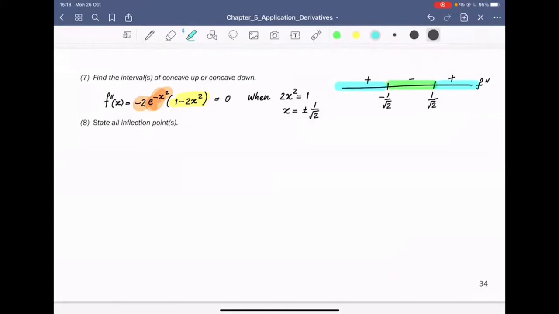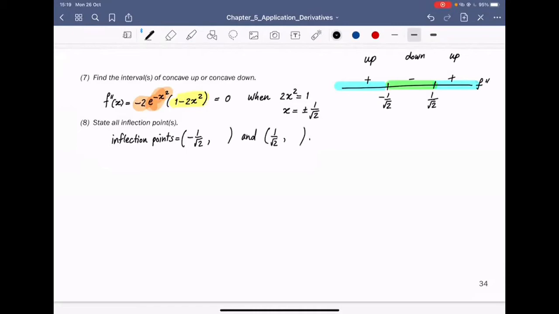And now when I have everything, I'm ready to, okay, I need inflection points too. So number 8, inflection points. All inflection points are the points where we change from concave up to concave down or concave down to concave up. So this is concave up, this is concave down, this is concave up. So it means at the point x equal to negative 1 over square root 2 and the point 1 over square root 2, comma something, these are our inflection points.